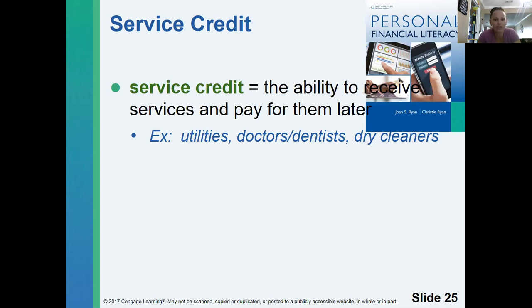Then at the end of the month, PG&E is going to send you a bill and say, look, we provided this service and now it's later and you need to pay for them. They gave you a credit. They're honoring that you're going to pay for it. Same thing at the doctors or dentist. You go in, then they mail you a bill. Dry cleaners, you drop off your clothes, you go to pick them up. They are clean and ready for you, and then you pay for it. They performed that service before you paid for it. They are trusting that you're going to come back and pay.